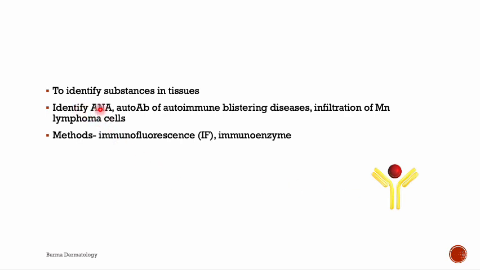So it can identify antinuclear antibodies in autoimmune connective tissue diseases such as SLE, and autoantibodies of autoimmune blistering diseases such as pemphigus vulgaris or bullous pemphigoid, and infiltration of malignant lymphoma cells. So the methods used here are immunofluorescence and immunoenzyme methods.